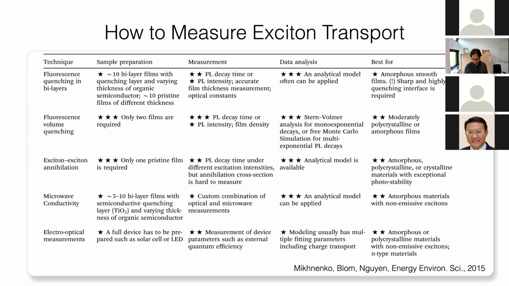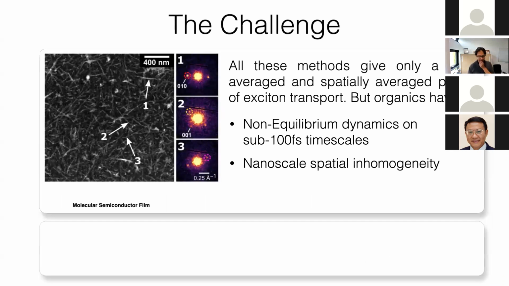So there are all these methods that have been used. The problem with all of them to date is that they give you only a time-averaged and spatially averaged picture of exciton transport, right? What you do is look at the exciton transport across the entire lifetime of the exciton and over the entire spatial region of your sample.